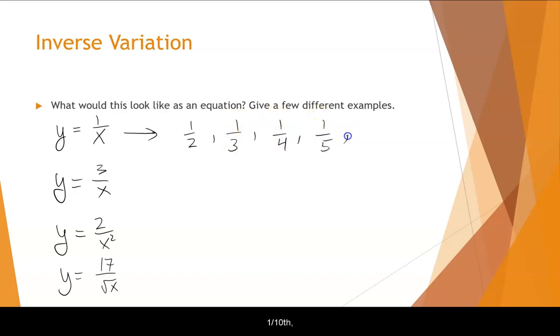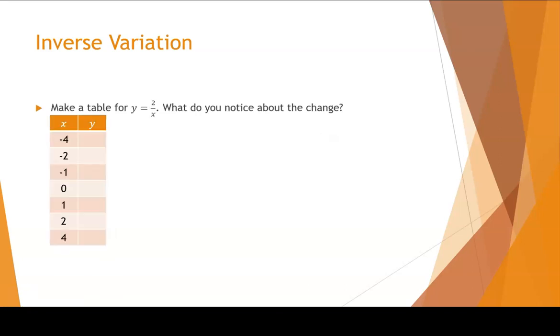1/4, 1/5, 1/10, and so on. So these numbers, 1/3, 1/2, 1/4, are getting progressively smaller as x increases. So let's go ahead and make a table for y equals 2 divided by x.